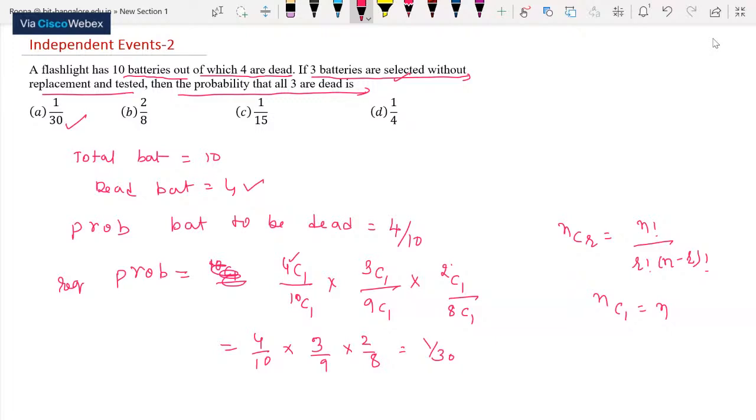Let's move to the next problem. Anybody have a doubt? Feel free to ask the question and feel free to put a message in the chat box. Okay, fine.